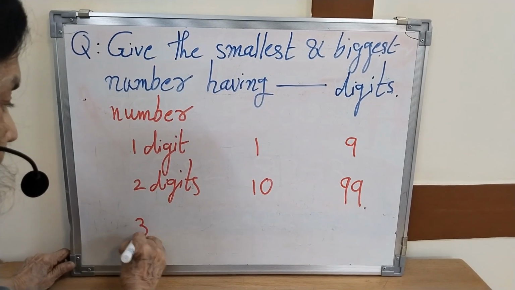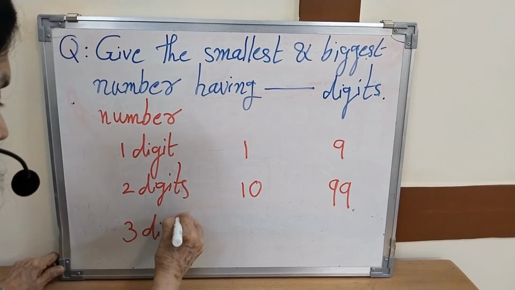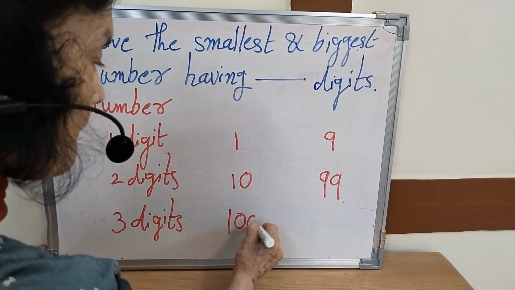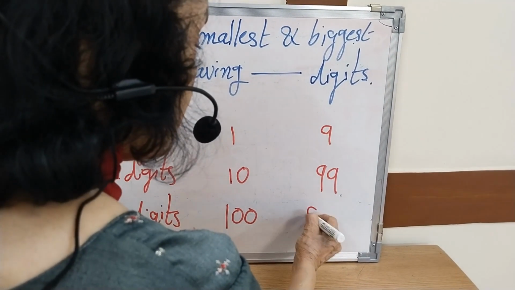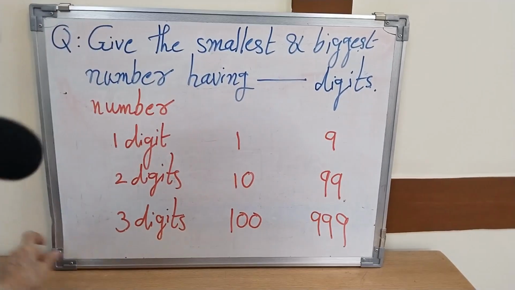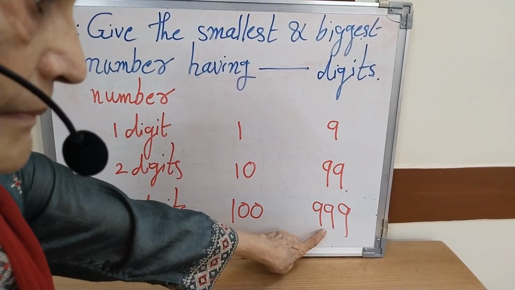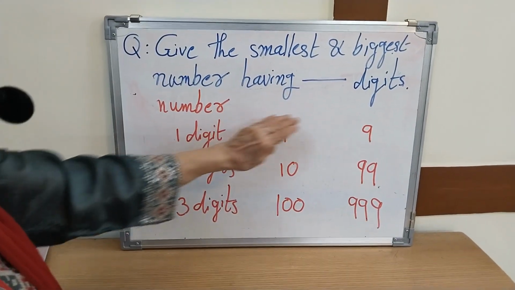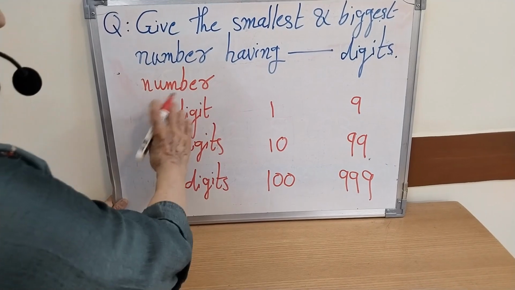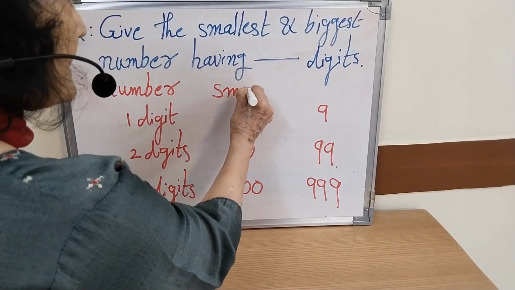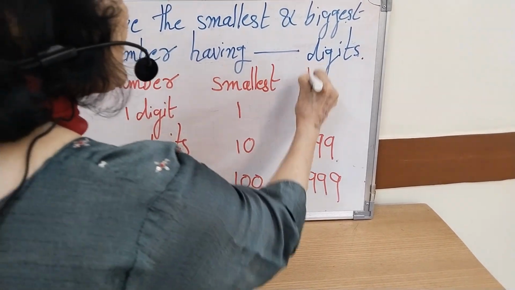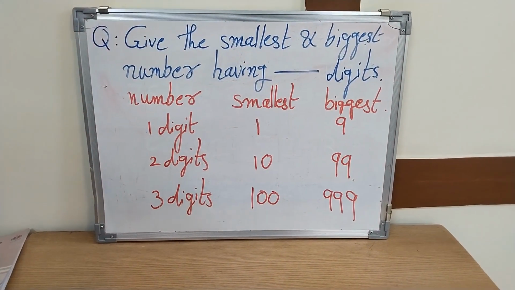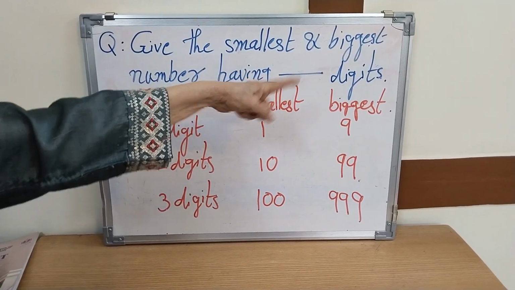So we come now to 3 digits. In 3 digits, we have the smallest number as 100 and the biggest number as 999. Because if we add 1 here, it becomes 1000, which turns it into a 4-digit number. So once we understand these are the numbers with digits, this is the smallest in that category and this is the biggest in that category. Then we can go on writing the answer very quickly.